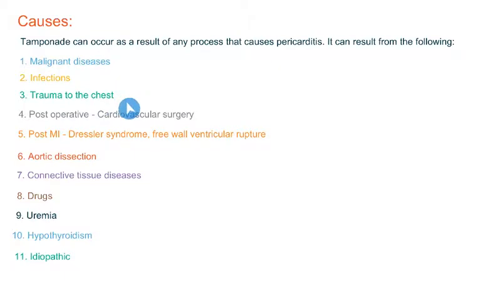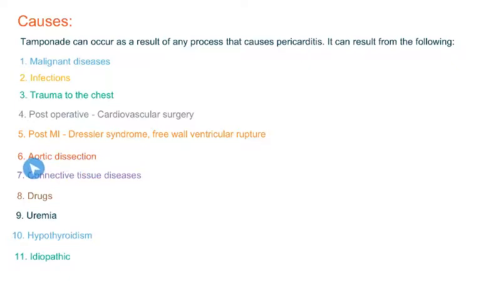trauma to the chest, post-operative pericarditis after a cardiovascular surgery, post-myocardial infarction, which includes Dressler syndrome in which the pericardium is injured, and also post-MI, the wall of the left ventricle gets weak and it can rupture, so the blood from the ventricle will leak into the pericardial space.